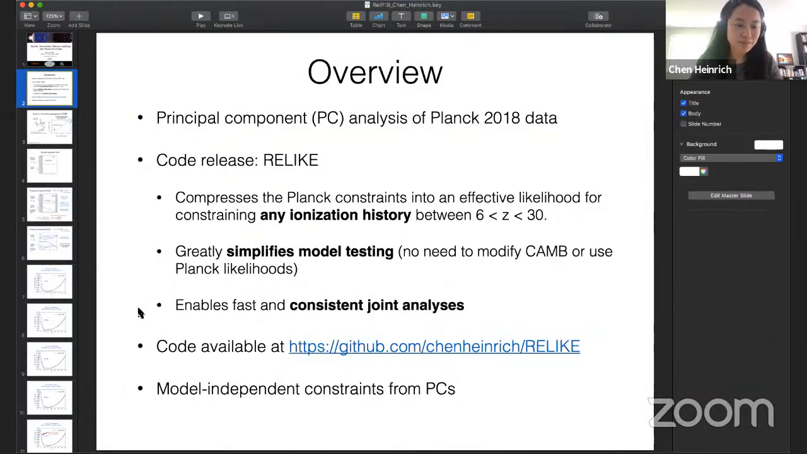And at the end, I'll briefly mention some model independent constraints that we got from PCs as well, that differ slightly from what we have from Planck, which will be important to take note of.